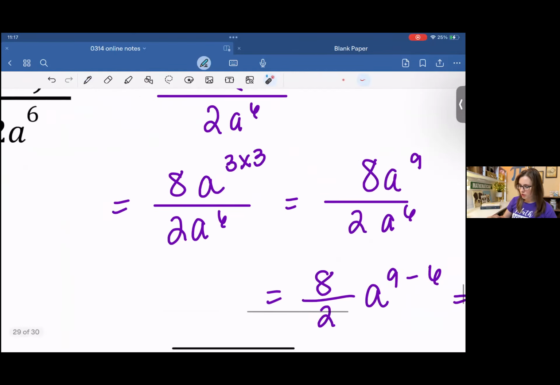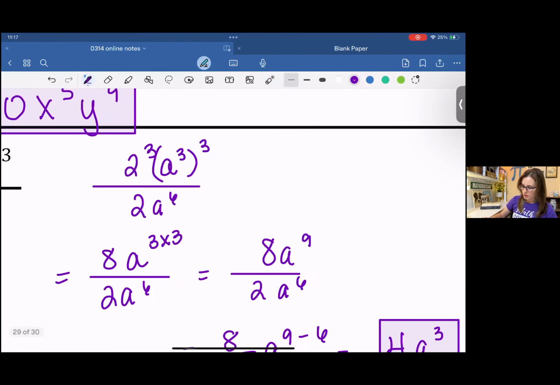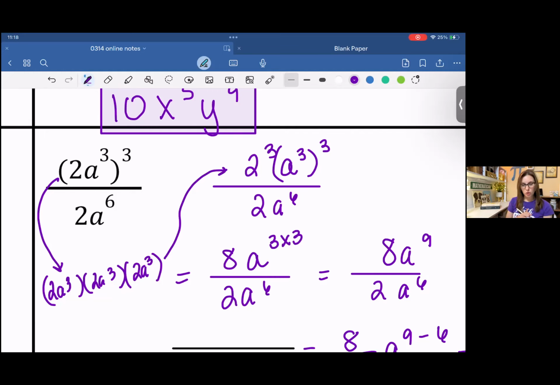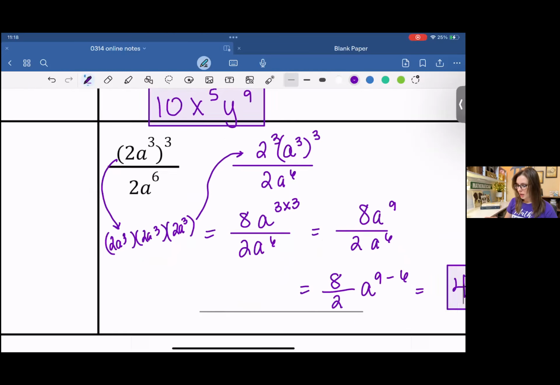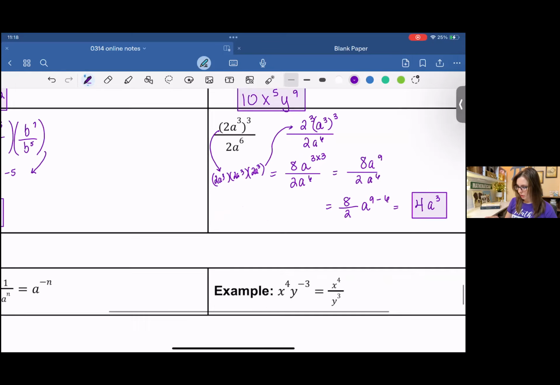So here, if you wanted to, I did mention it verbally, but this did come from 2a to the third, to the third. Oh, got ahead of myself. And then that went to here. So if you wanted to write that out, you could, if that helps you for your notes. But that's how you would do that. Just be very careful with those coefficients. That's normally where students get tripped up.